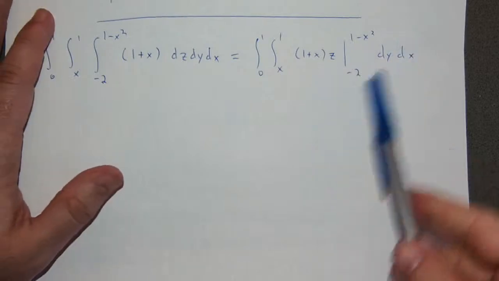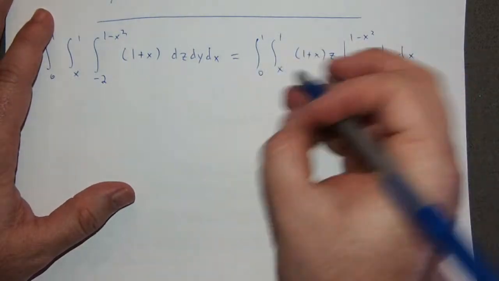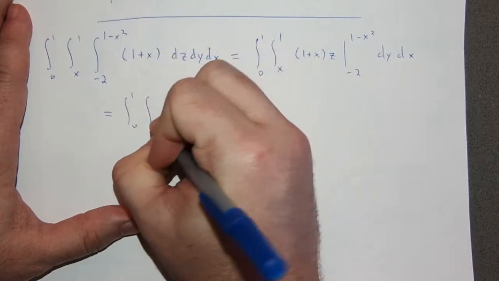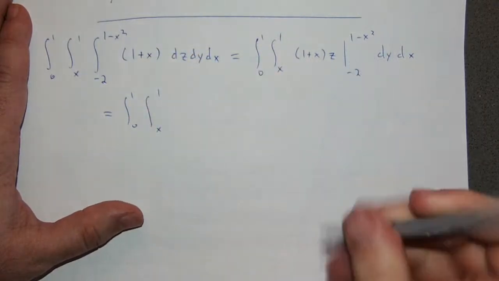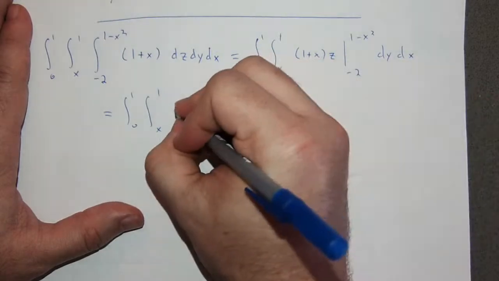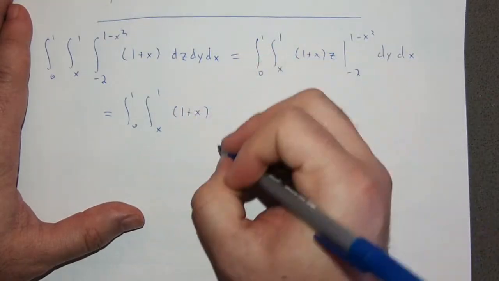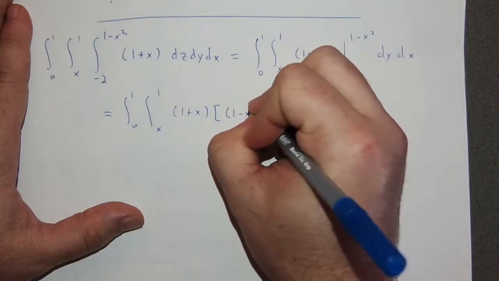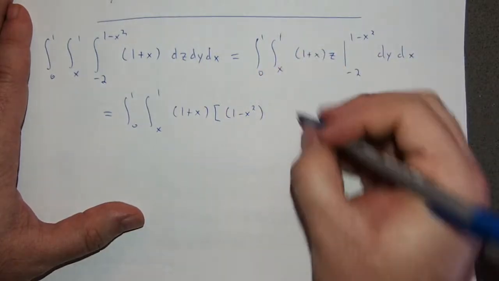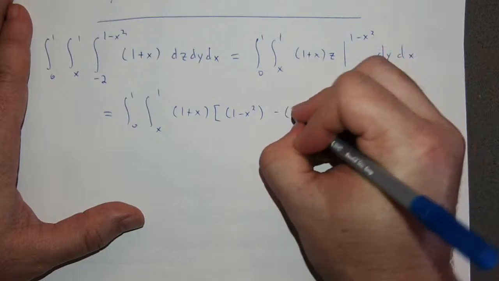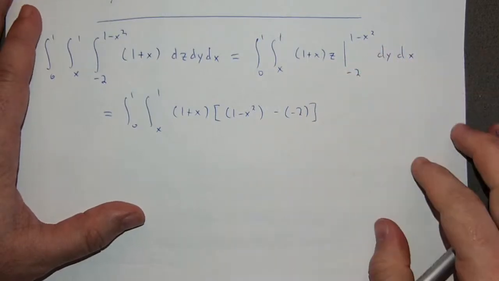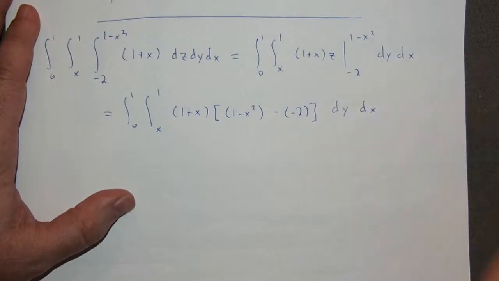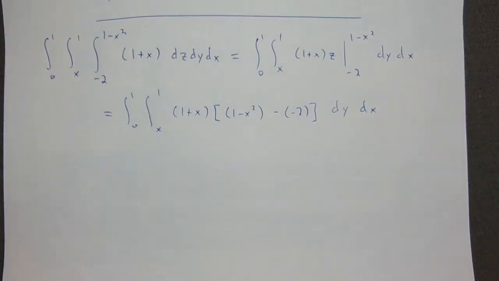And so what do I get here? I get the integral from 0 to 1, the integral from x to 1 of 1 plus x times 1 minus x squared minus 2, dy dx.